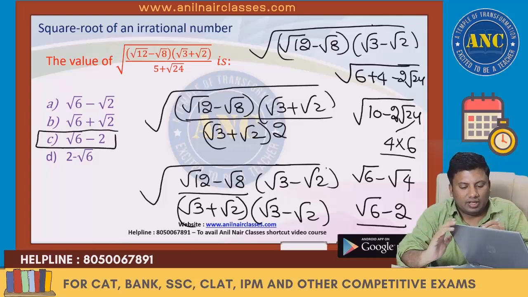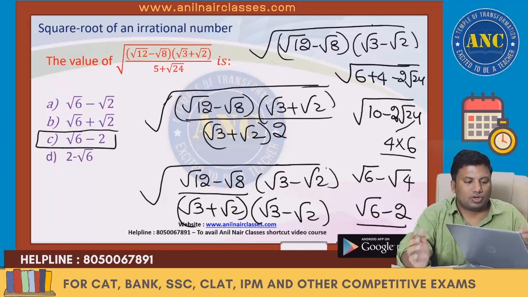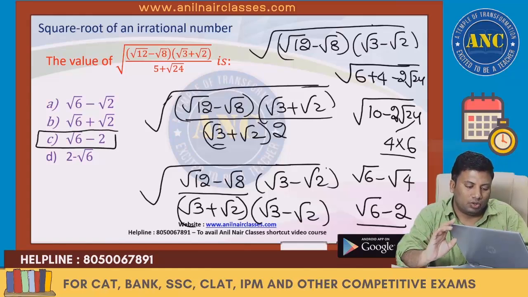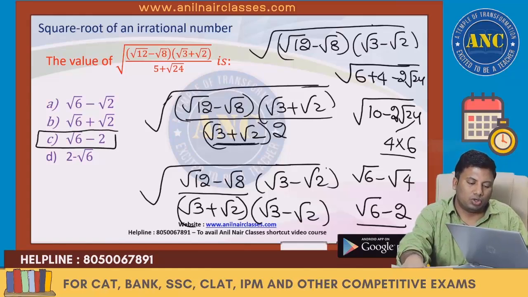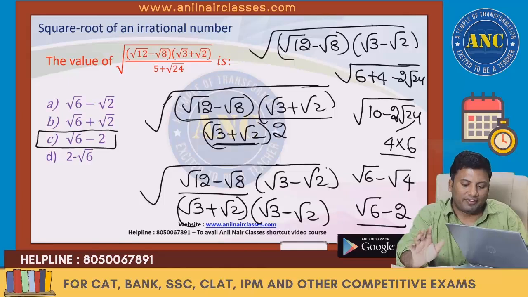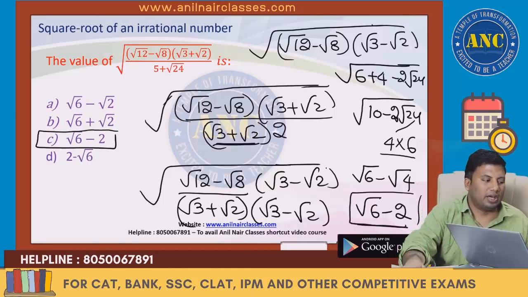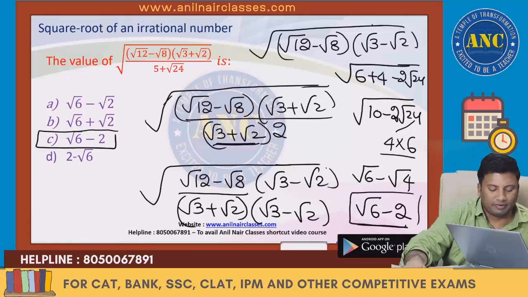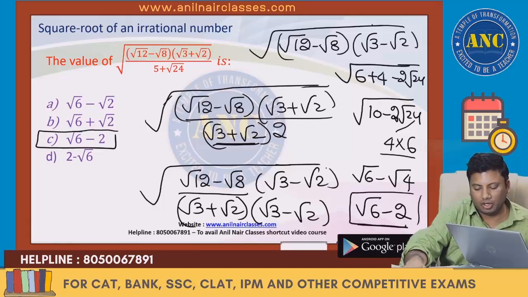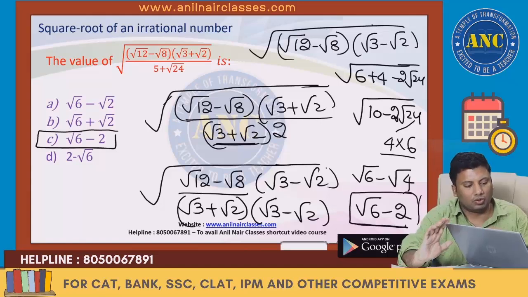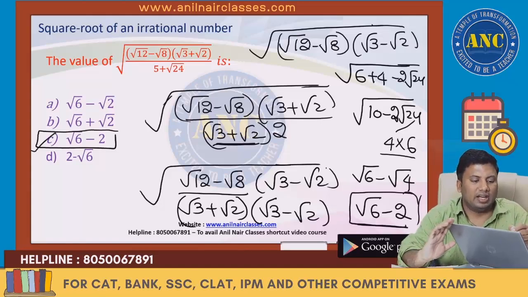I think this is the right approach for this question. Root 12 minus root 8 into root 3 plus root 2, this is root 3 plus root 2 whole square. Root 12 minus root 8 by root 3 plus root 2. Factorizing it, I got the answer as root 6 minus root 2, root 6 minus root 4. Root 4 is nothing but 2. I hope the idea is clear.